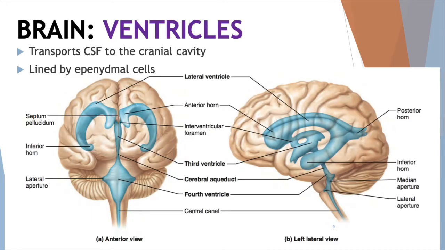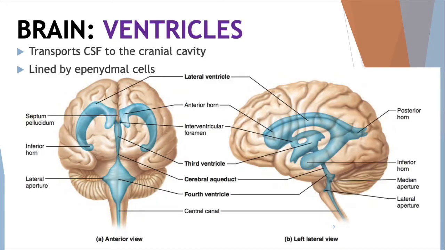Next, the third ventricle is continuous with the fourth ventricle via the cerebral aqueduct. So, saan si cerebral aqueduct? Here. This is the cerebral aqueduct. The third ventricle and the fourth ventricle are continuous through the cerebral aqueduct.